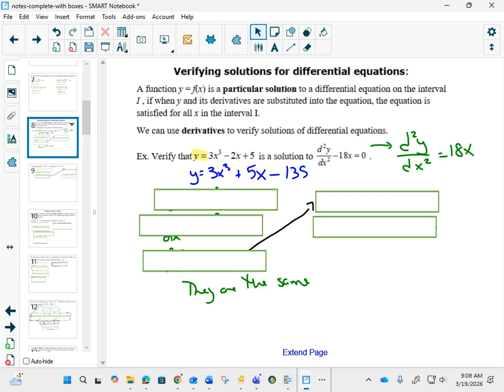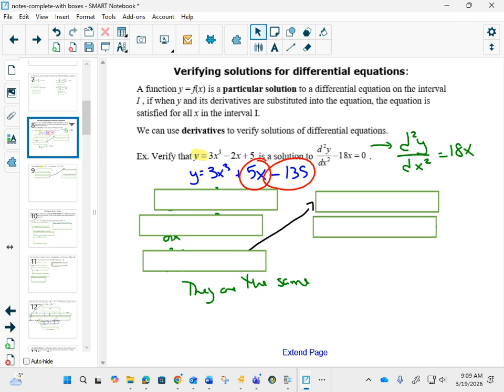Here's the question we did before. We made the observation that you need the 3x cubed, because that's the only way you get 18x after doing two derivatives. But it didn't matter what was in front of the x, because if you do two derivatives, that goes away. And it doesn't matter what number is at the end, because if you do the derivative, it's going to go away.